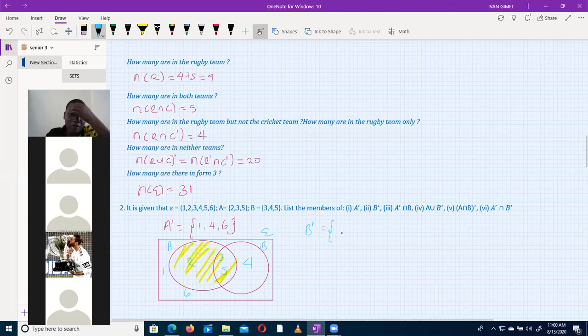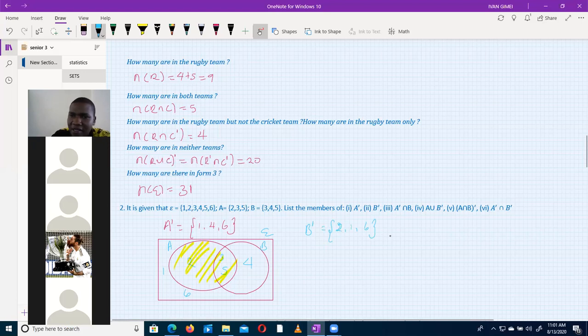2, 1, 6. If this is my B, what is outside B? 2, 1, 6. Yes, that's perfect. You may write them in that order. The order doesn't matter as long as the element has been stated.